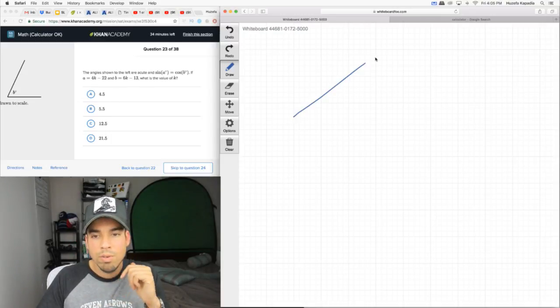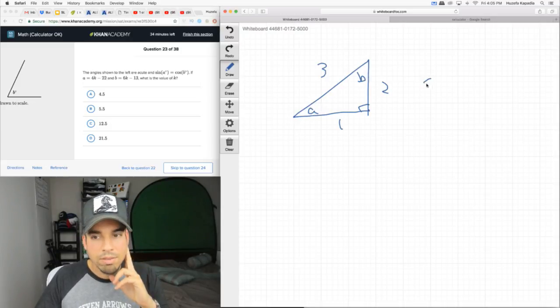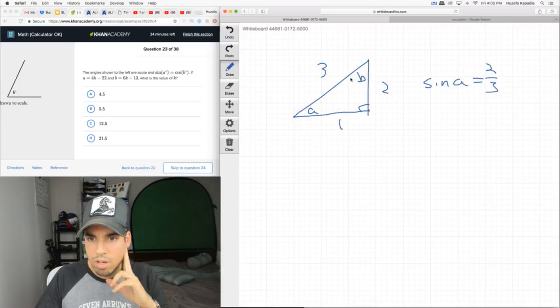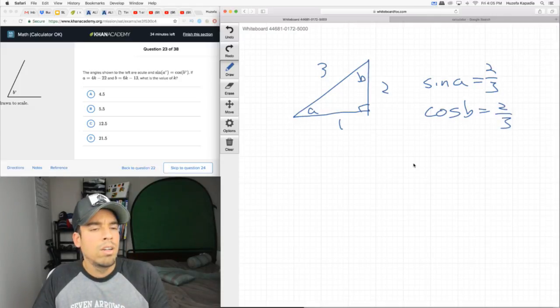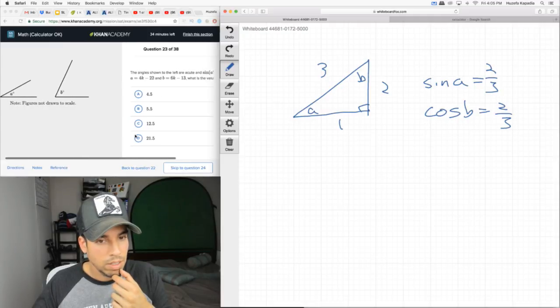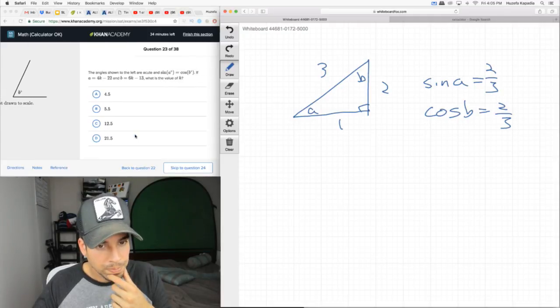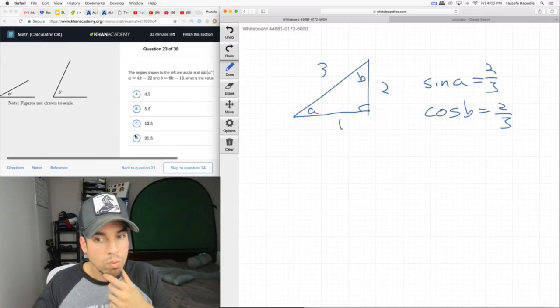So anyways, if we have a right triangle, and here's my right angle, and here's A, here's B, and this is, I'm just making up stuff, 1, 2, 3. Sine of A equals opposite over hypotenuse, 2/3. Cosine of B is adjacent over hypotenuse, therefore cosine of B is also 2/3. Oh no, that's if they're in the same triangle. I'm sorry, that doesn't make any sense because they're not in the same triangle. Oh, but they would be.